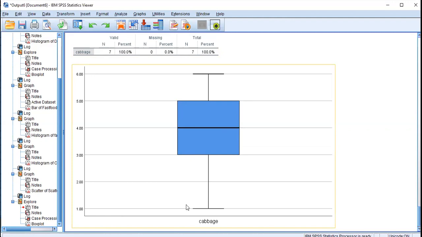Now coming to the explanation for this box plot. First of all, quartile 1 is from 1 to 3. Quartile 2 is from 3 to 4. Quartile 3 is from 4 to 5. And the last quartile, fourth quartile, is from 5 to 6. The central quartiles are 2 and 3, and the median is between the 2 quartiles, that is 4. 4 is the median. And there is no outlier in this particular case of how these 7 kids perceive cabbage. So that was the answer to question 2 and question 3.